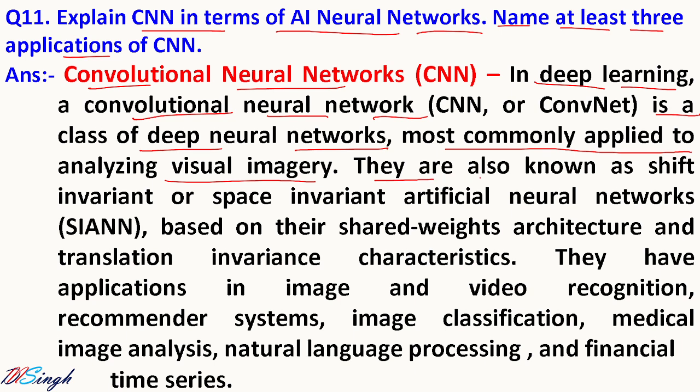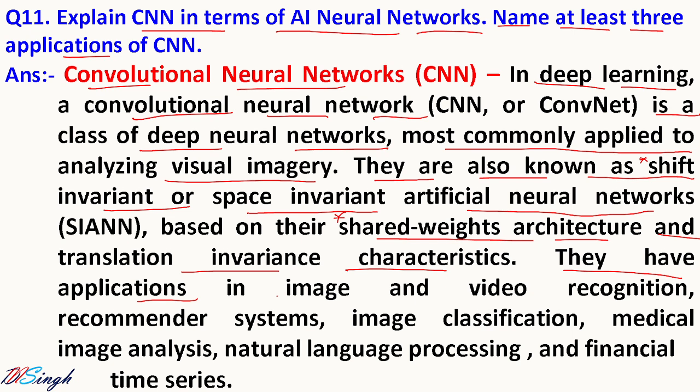They are also known as shift invariant or space invariant artificial neural networks. So they are called what? Shift invariant. Don't give much emphasis on that, just remember the name shift invariant or space invariant artificial neural network, based on the shared weight architecture. Another term is shared weight architecture and translation invariance characteristic. They have applications in image and video recognition, recommendation systems, image classification, medical image analysis.